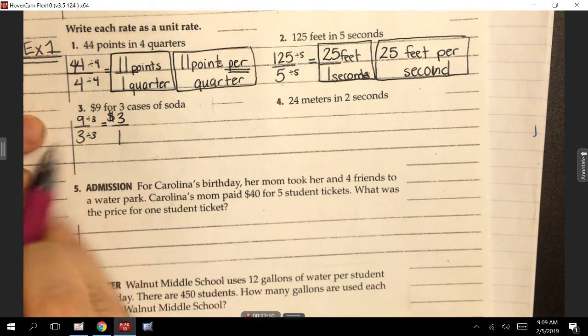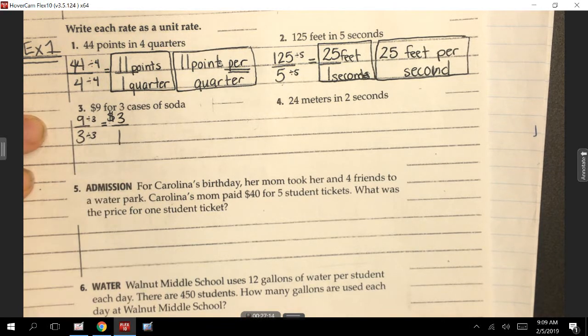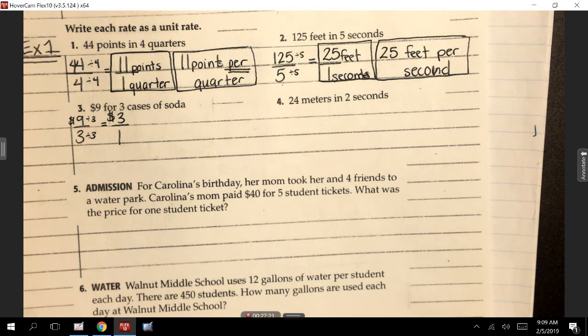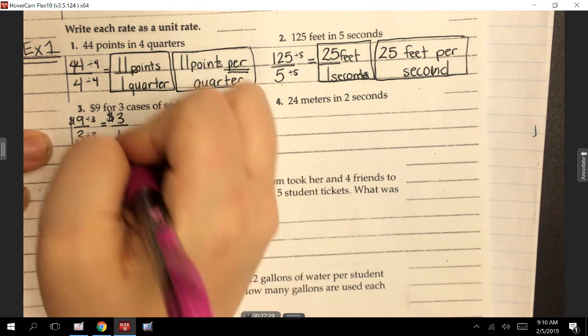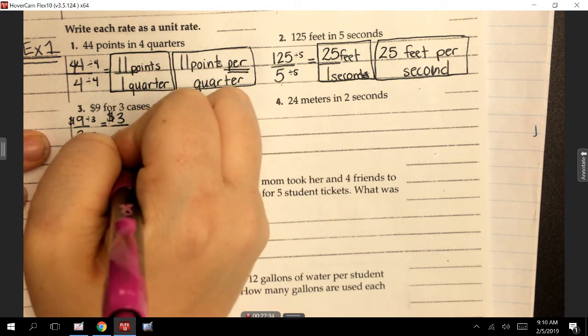Dollars, because guys, think about it. 9 is talking about dollars, right? So my 3 is talking about dollars. This is where Miss Willis and Miss Donna kind of have a point here. If I'd written my 9 with the dollar sign by it, would it have been easier to know to put dollar sign by the 3? Probably so. If you think it's helpful to write it in the whole way, you can. All right, and then my 3 is talking about cases of soda, so my 1 is talking about cases of soda.